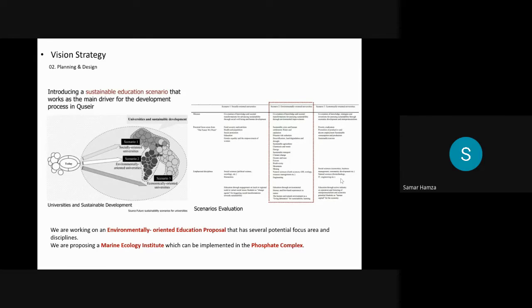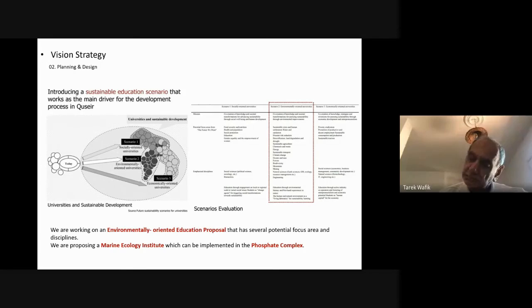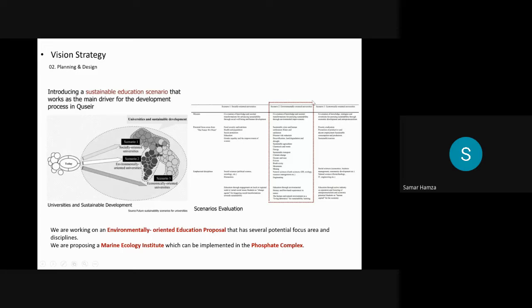So the second part of our vision would be planning and design. We are trying to introduce a sustainable education scenario that works as a main driver for the development in the resort. We started to focus on three main scenarios. The first scenario would be socially oriented universities. The second one would be environmentally oriented universities. The third scenario would be economically oriented universities.